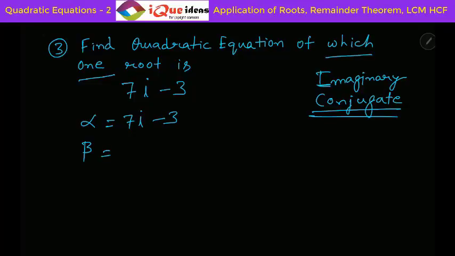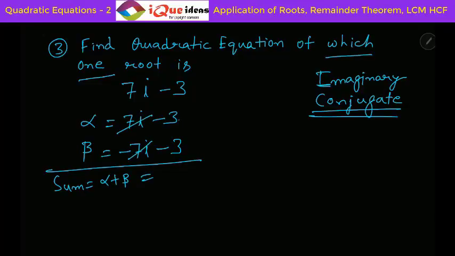So 7i is the imaginary part, so it becomes minus 7i, and the other part remains as it is, so minus 3. So now if you add, you will get the sum of roots, that is alpha plus beta, equal to 7i and minus 7i will get cancelled. Minus 3 will become minus 6. So this is our sum of roots, right?